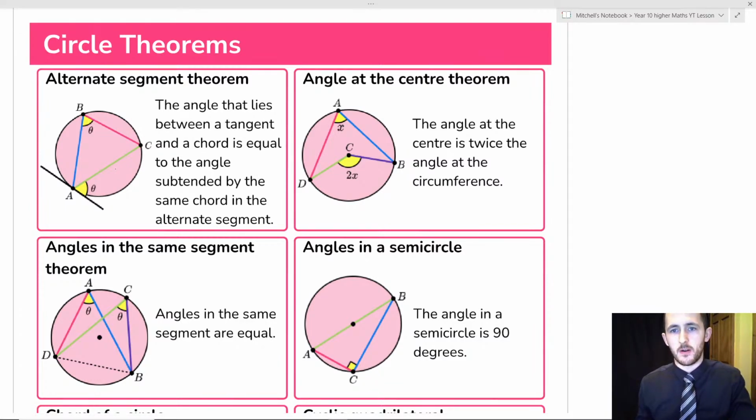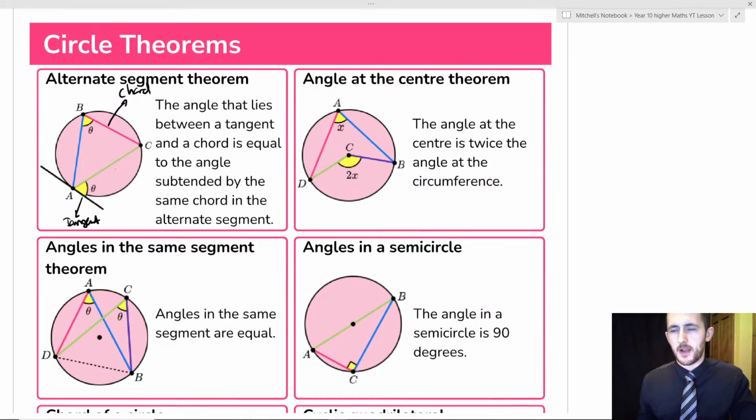First of all, we have the alternate segment theorem, which is a bit of an obscure one that people forget. The angle that lies between a tangent and a chord is equal. So BC here is a chord, and this line here is a tangent because it touches the circle at only one point and it's a straight line. If you have a chord and a tangent, the angle created by them is always going to be equal. I'll show you a few examples of that as we go forward.